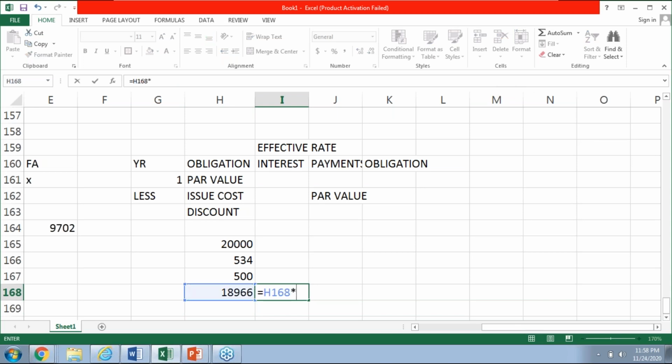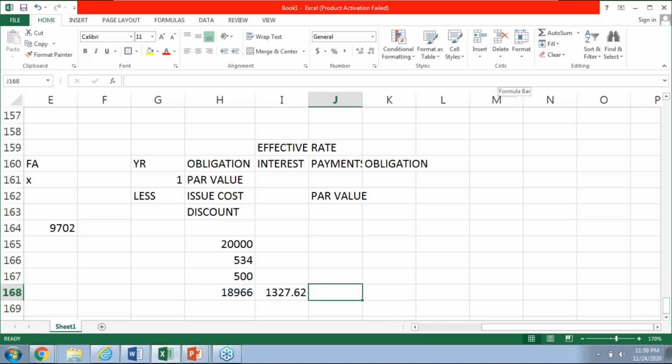Interest will be charged on the effective rate, which is 0.07%. But do remember this point, the payment will always have to be made at the par value of the loan, which is 20,000 into the nominal rate, which is 0.04.